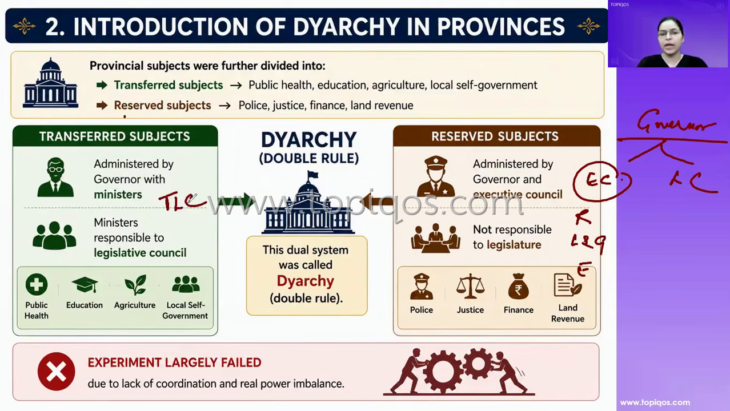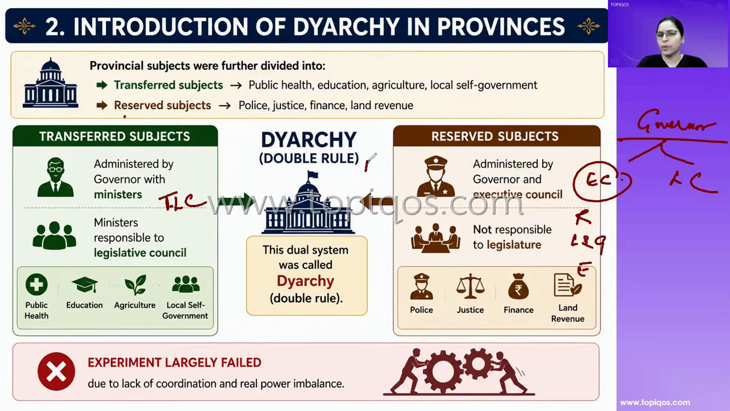T for transferred, LC for legislative council. The meaning of this is that on that particular subject, law will be made by the governor along with the ministers, but they have to answer, they have to be responsible to the legislative council. Getting it? Now, the second is the reserved subject.